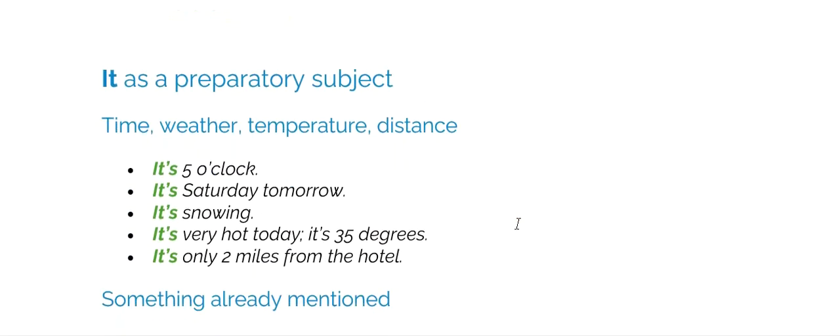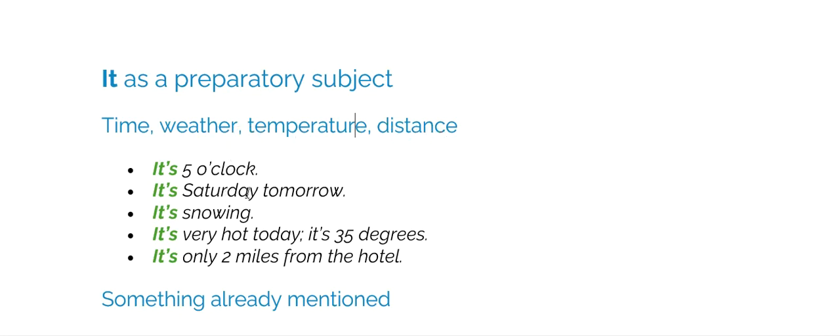Now, I want to talk about another preparatory subject, another very famous and important and useful preparatory subject in English language, which is the word it. It as a preparatory subject. We can use it as a preparatory subject in many cases in English language. For example, we can use it as a preparatory subject to talk about time, weather, temperature, distance, and etc.